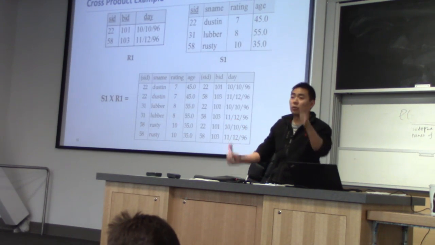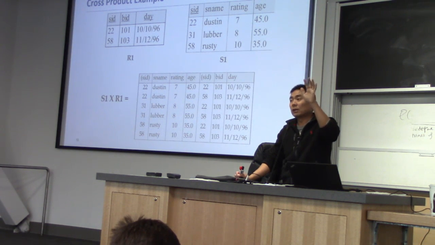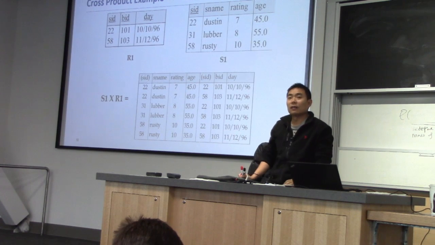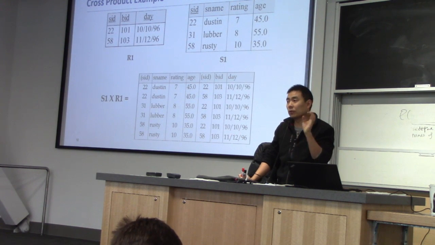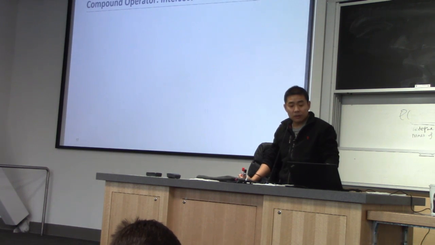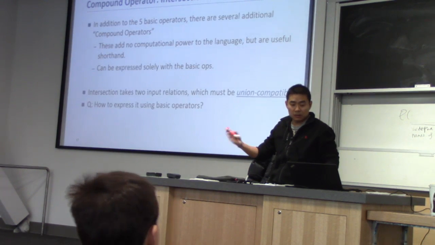That's it. Those are the 5 basic operators in relational algebra. Looks fairly straightforward, right? But using those 5 basic operators, you can do a lot of powerful things. I'm going to show you some examples next. The first example is intersection. We talked about this already, so I'm going to skip this.